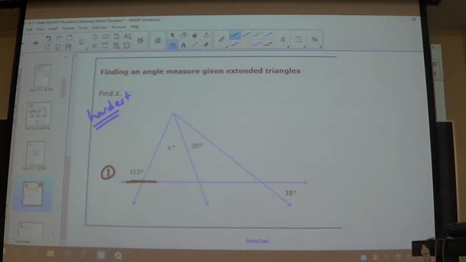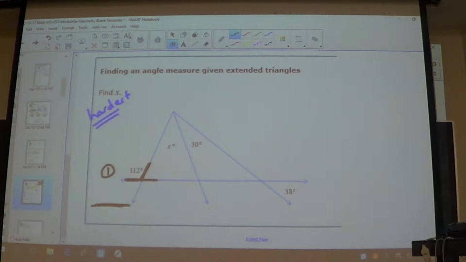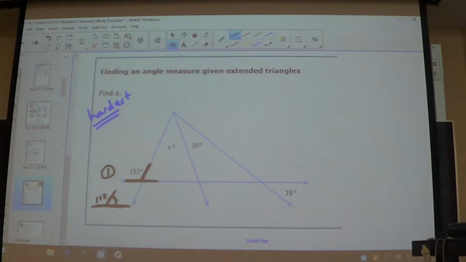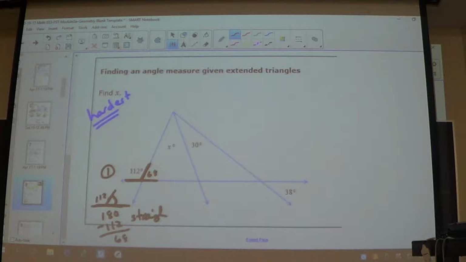So here, problem number 1. It's going to be 68. So if this is 112, we can find this angle by doing 180 minus 112 because they make a straight line. What is it? 68. So this one's going to be 68. I can't go any further that way. So problem number 2 is to realize that this angle and this angle are the same because I needed to jump into that triangle.